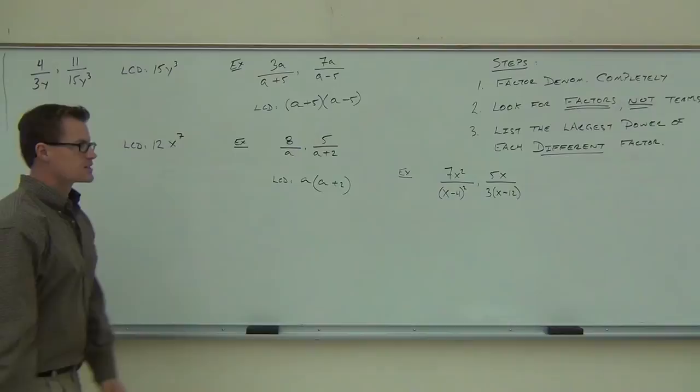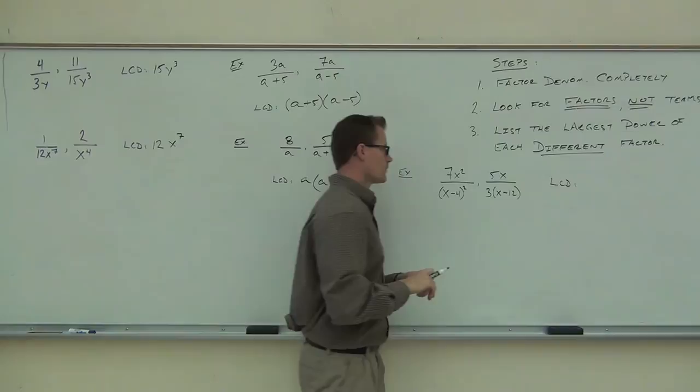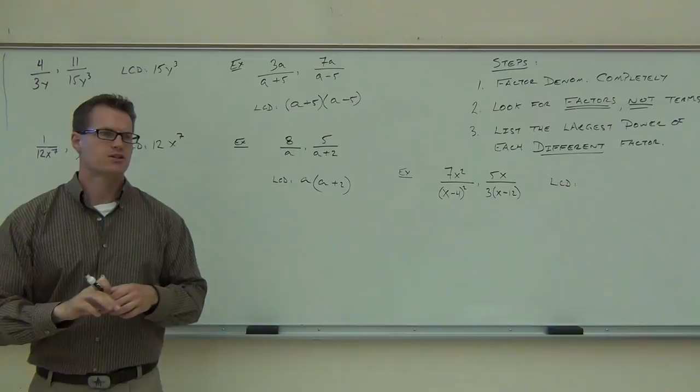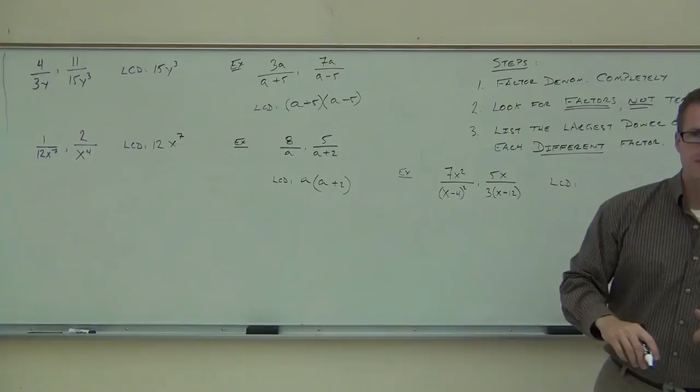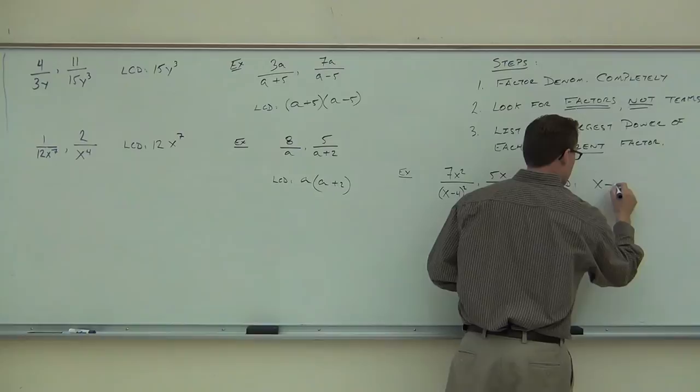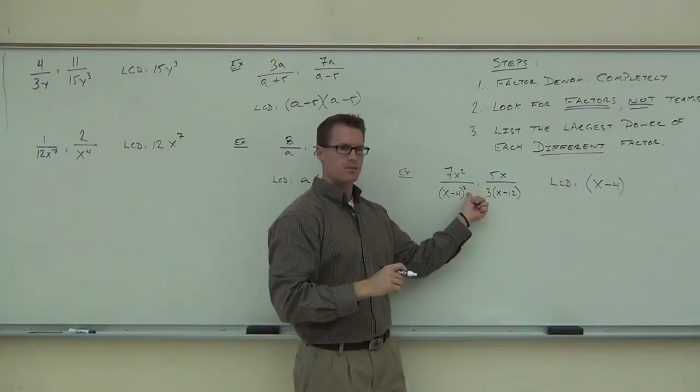Now, the next thing we gotta do, this one. We're looking for our LCD, let's go ahead and try this. Tell me one factor that you see up there. X minus 4. Okay, great. Now we're going to take the largest power that occurs of X minus 4. What's the largest power that occurs of X minus 4? So I can't just write X minus 4, because look, I'm missing that 2. Do you see what I'm talking about? So I need the 2. I need the square.